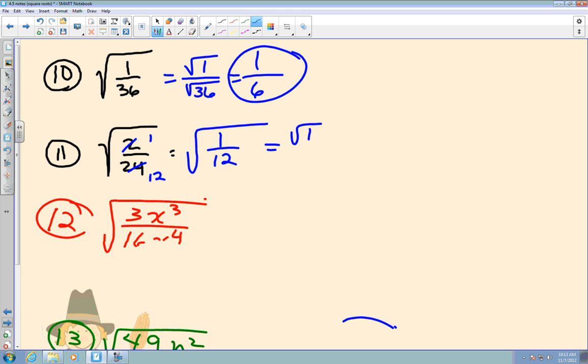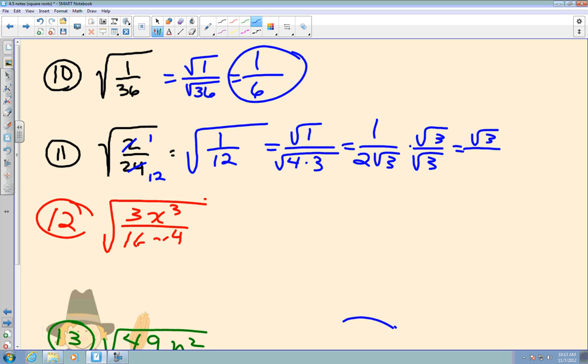Well, that's the square root of 1 over the square root of 12. What's a perfect square factor? 4 times 3, because 4 is a perfect square, so I get 1 over 2 root 3. Then I'm going to multiply top and bottom by root 3. So I get root 3 over 2 times root 3 times root 3, which is 3, or root 3 over 6.